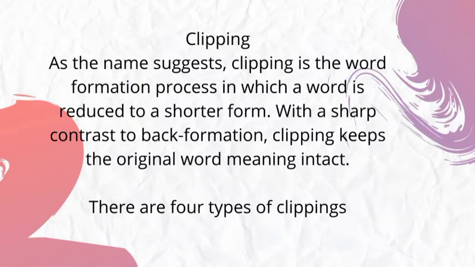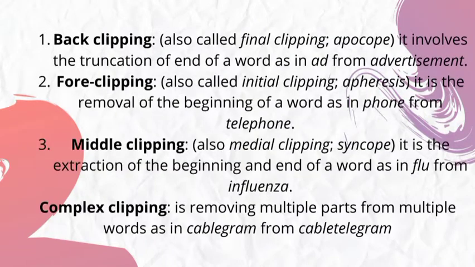Number 4. Clipping. As the name suggests, clipping is the word formation process in which a word is reduced to a shorter form. In sharp contrast to back formation, clipping keeps the original word meaning intact. There are 4 types of clipping. 1. Back clipping, also called final clipping or apocope. It involves the removal of the end of a word, as in ad from advertisement.